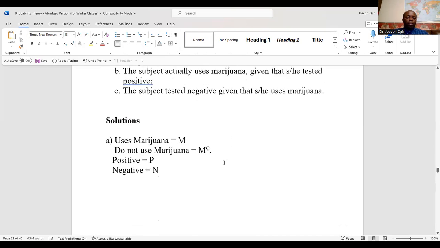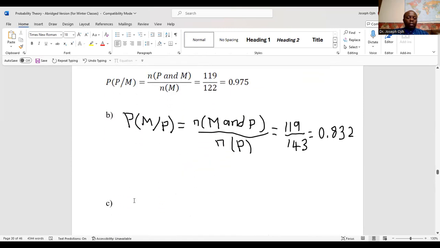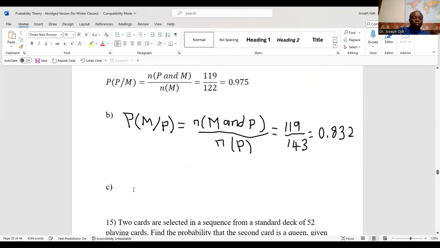So in that case, we're looking for the probability that they tested negative, P negative, given that they use marijuana. I can't get this from here, and as you can see, my handwriting is not that legible. So I'm going to do it on another workbook, so it will be more legible.